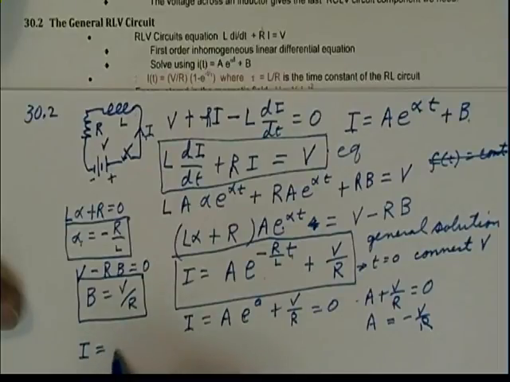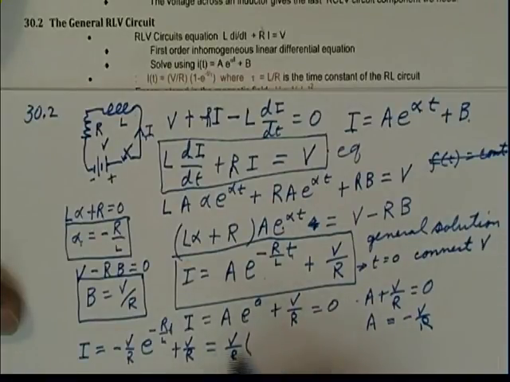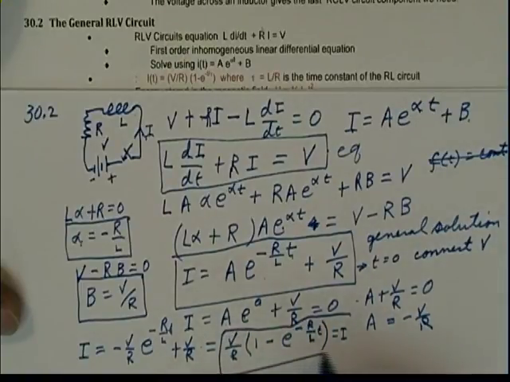I is equal to minus V over R e to the minus R over L t, plus V over R. Now I can factor this V over R out and get V over R times 1 minus e to the minus R over L t. And this is the current I. This is what we call the specific solution. This is our current as a function of time.